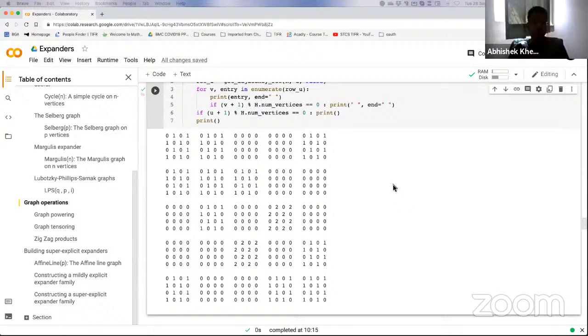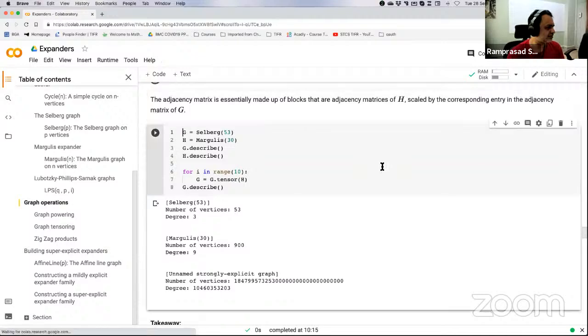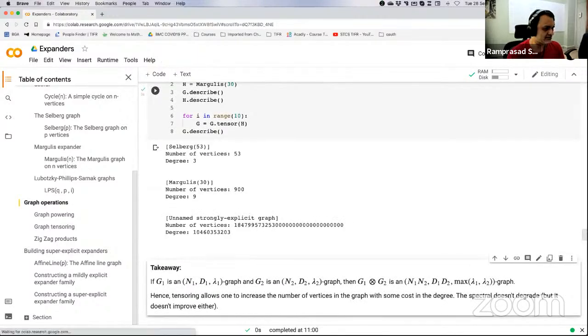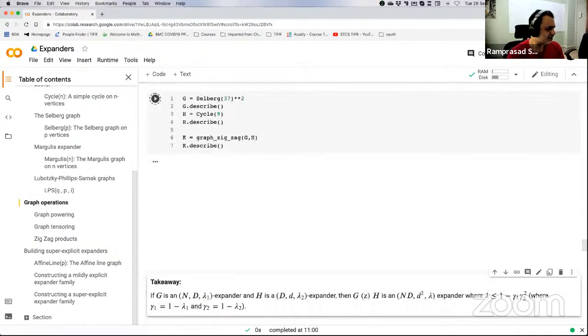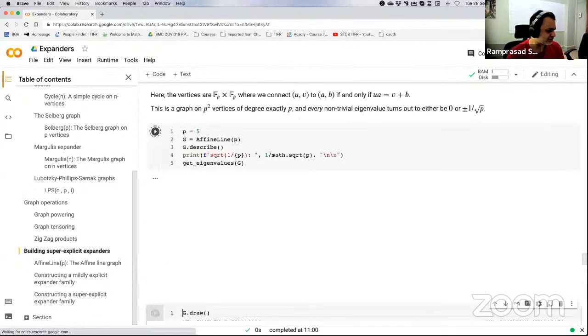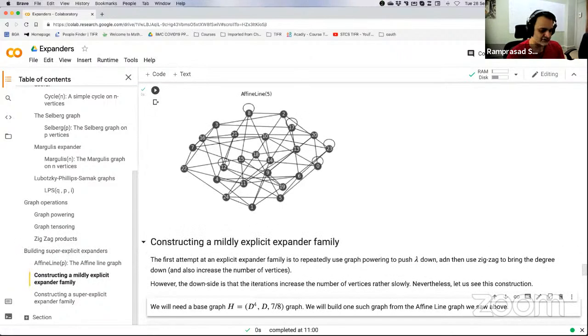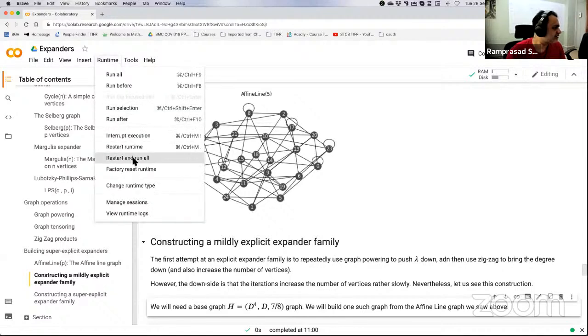Yeah. Okay. So yeah, this is just Selberg, Margulis, whatever. These are what zigzag products are. There's some sort of base graph which is called the affine line graph, which looks something like this. So let me just go to the end. I'm going to run all.